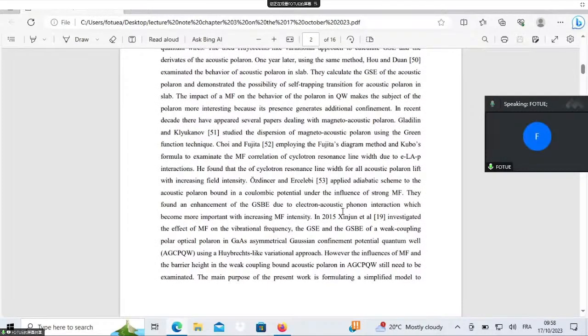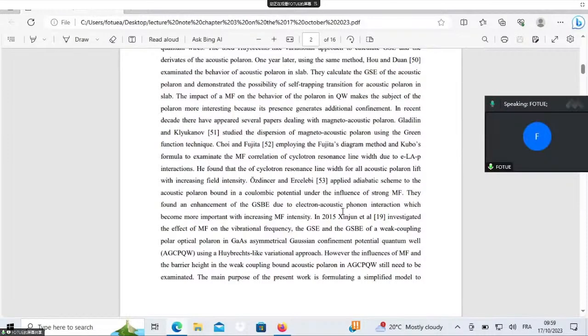The adiabatic approximation here is due to the strong coupling between the electron and the acoustic phonon, and from there he shows that the enhancement of the ground state energy due to the electron-acoustic phonon interaction becomes more important with increasing magnetic field intensity. And this is obvious because, as I said before, the magnetic field is equivalent to the confinement.